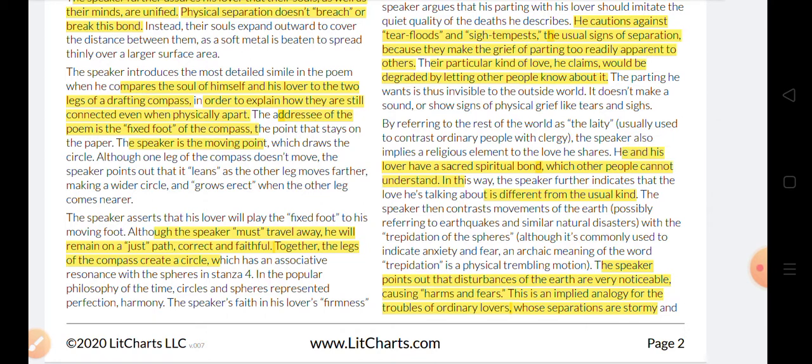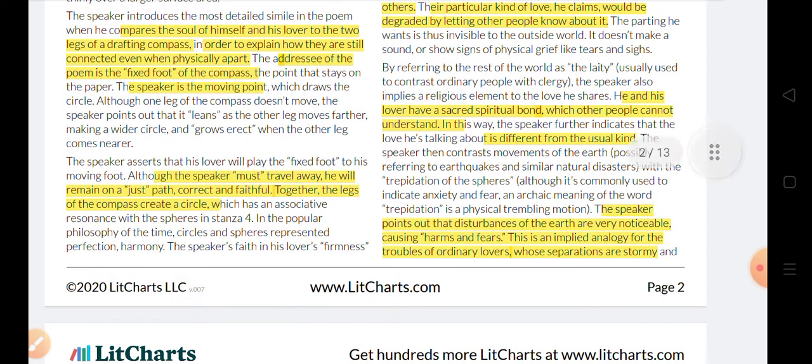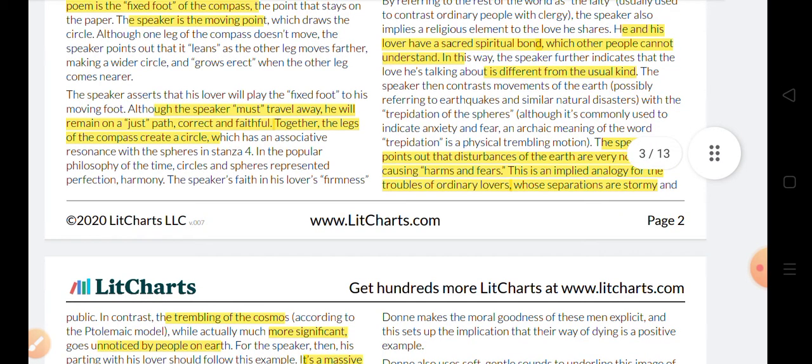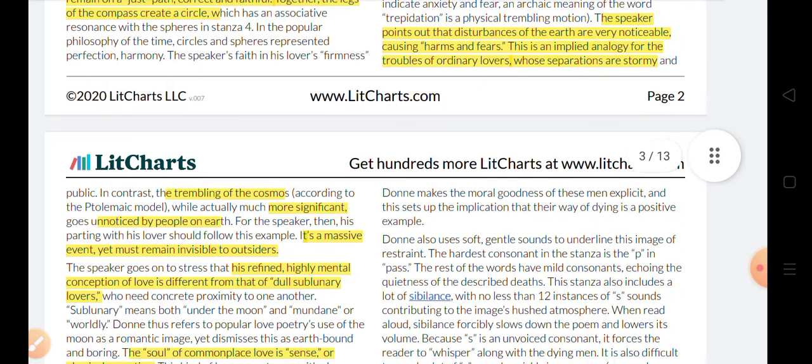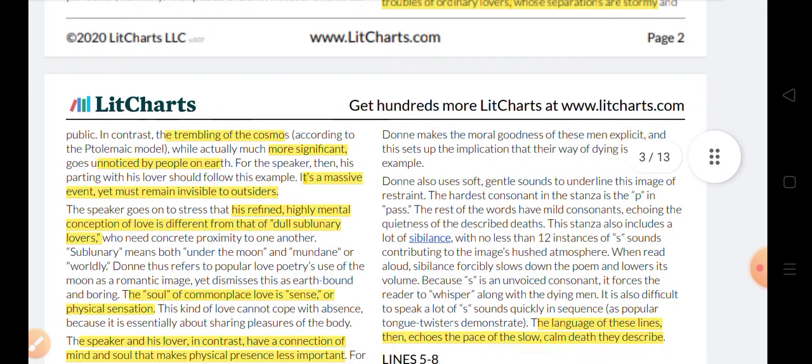The speaker points out that the disturbances of the earth are very noticeable, such as causing harm and fear, and this is an implied analogy for the troubles of ordinary lovers whose separations are stormy. They grieve and lament their separation, whereas the trembling of the cosmos, which is significant, very important, is unnoticeable by people on earth.